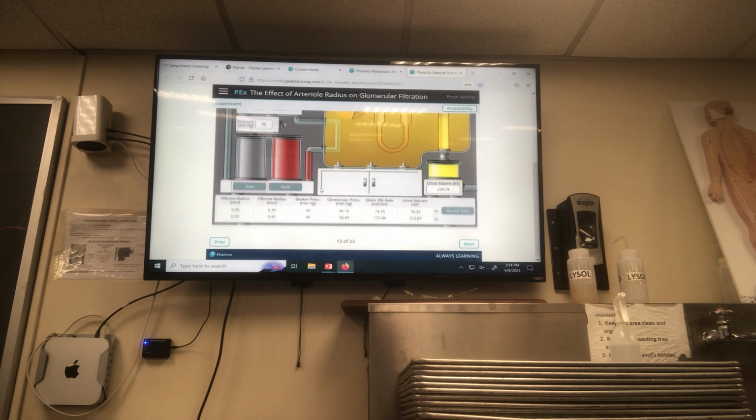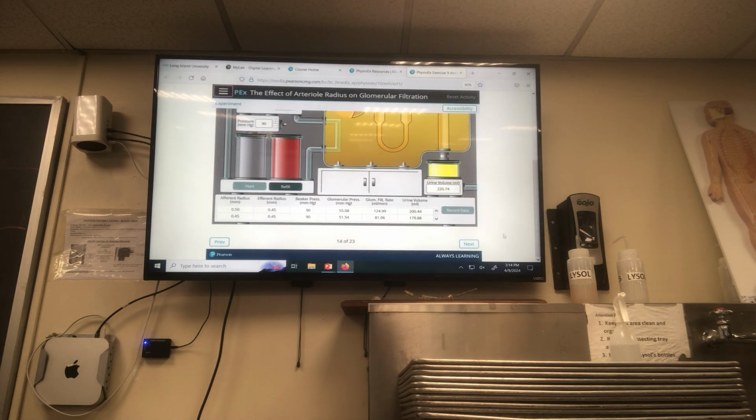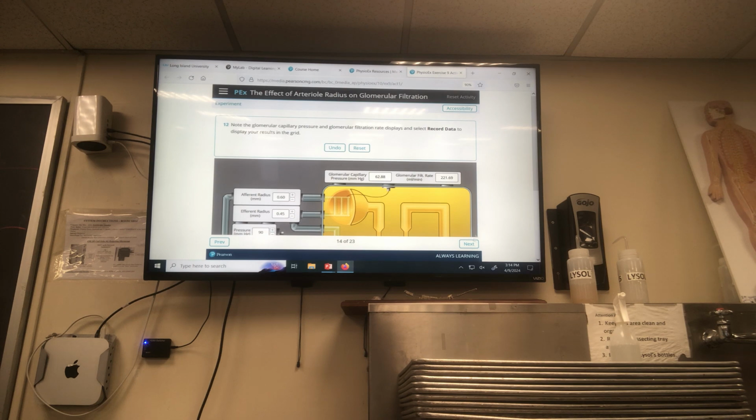Click on record data. So now compare a radius of 0.6 to a radius of 0.5, and you see that the urine volume has increased, the GFR has increased, and the glomerular pressure has also increased. Next, we record data, then click on refill.